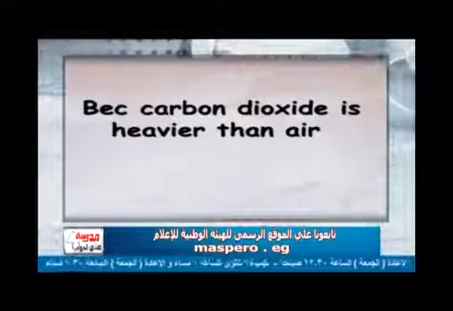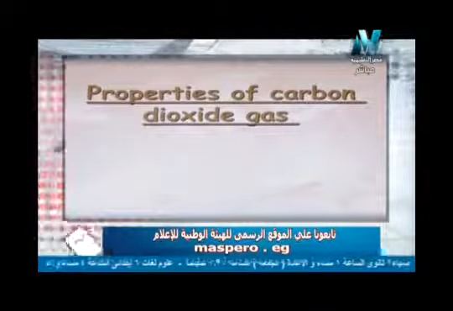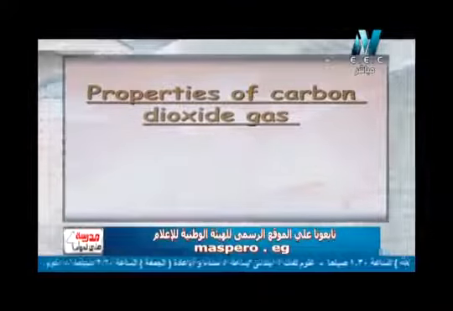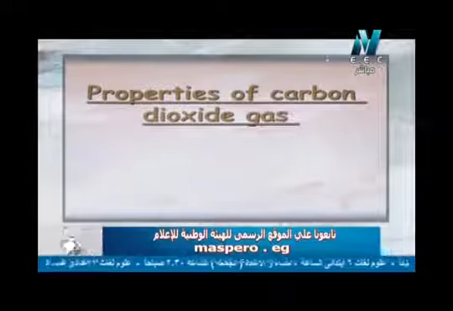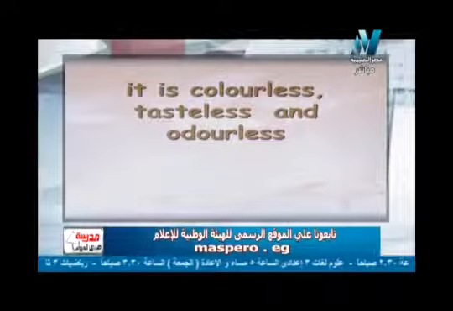Upward displacement of air. So now what are the properties of carbon dioxide gas؟ بعد ما حضرناه عايزين نعرف بقى كويس قوي what are the properties of carbon dioxide gas. إيه هي خواص الكربون dioxide gas؟ I have many properties of carbon dioxide gas such as that carbon dioxide is colorless, tasteless, odorless.